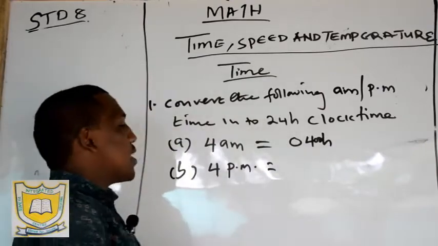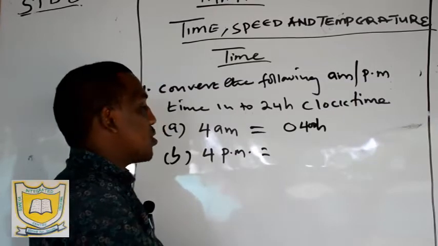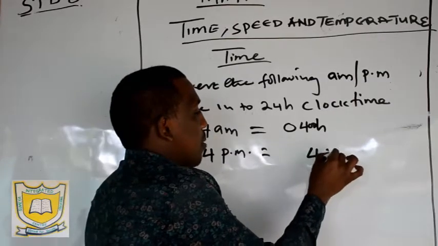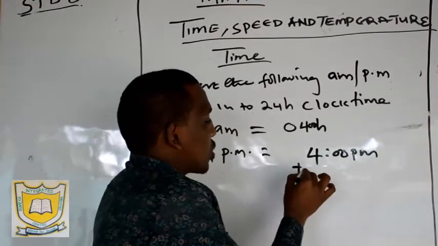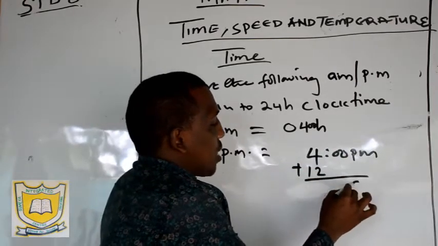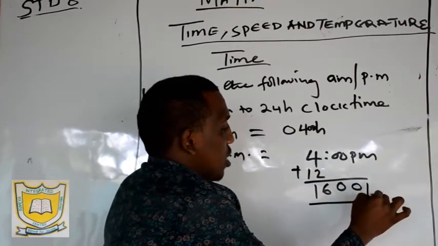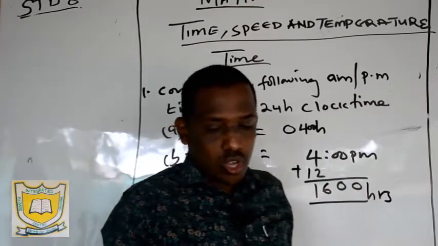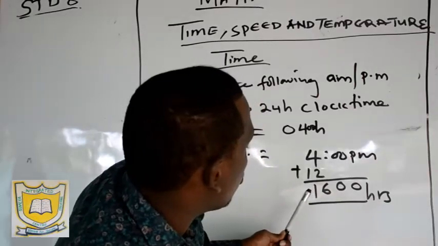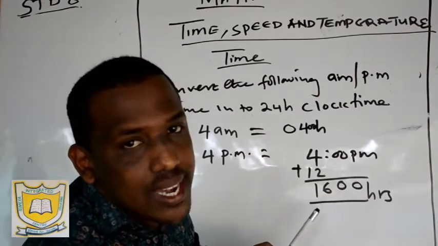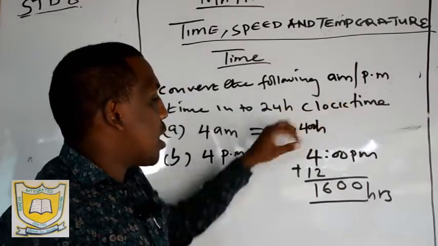When we are changing PM into 24-hour clock system, we add 12. So 4 PM, we add 12, and it will become 1600 hours. Whenever you are changing PM into 24-hour clock system, we add 12, and we don't introduce 0s. So it will become 4 plus 12.